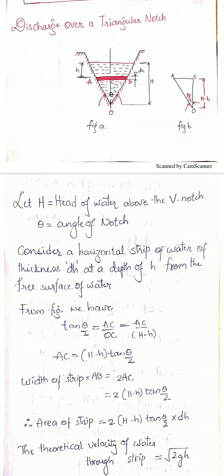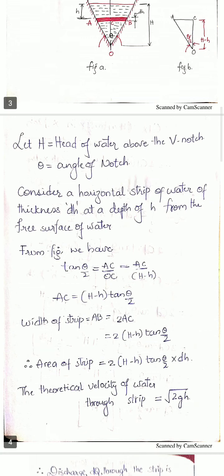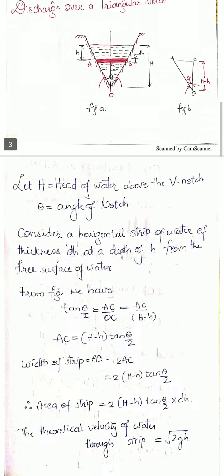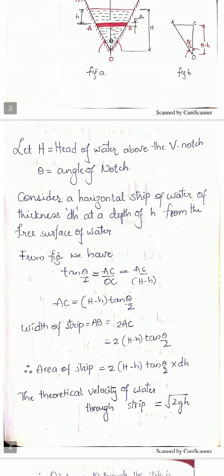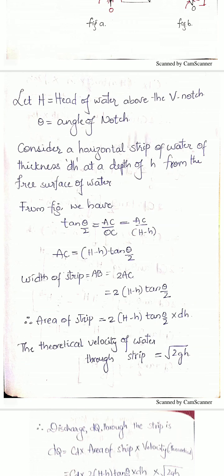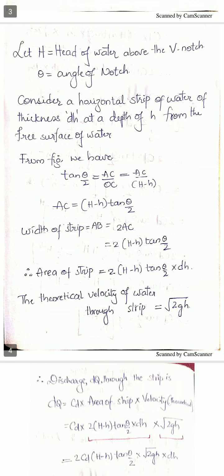Next is the width of the strip. The width of the strip is AB, which becomes 2 times AC. Next, the area. Area of strip equals width into length. So the width is 2 into (H minus h) into tan theta by 2, into dh.